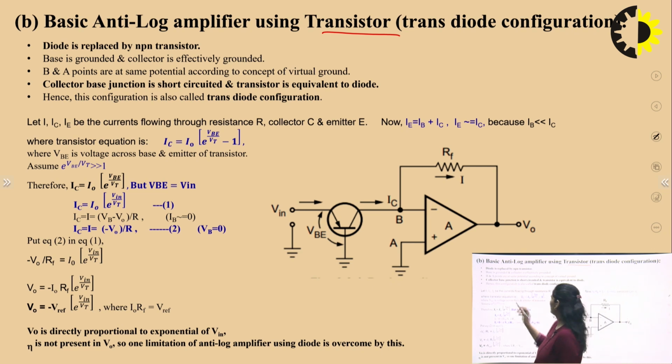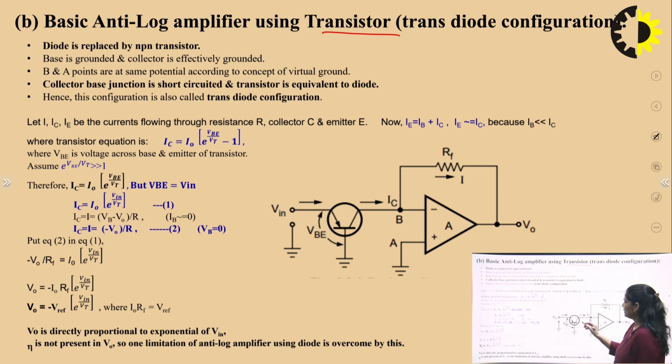Now the second is the basic anti-logarithmic amplifier using transistor, also known as the trans-diode configuration. In this circuit diagram, the diode of the previous circuit, which was connected at the inverting terminal of the operational amplifier, is replaced by an NPN transistor. Here the base is grounded and the collector is effectively grounded.